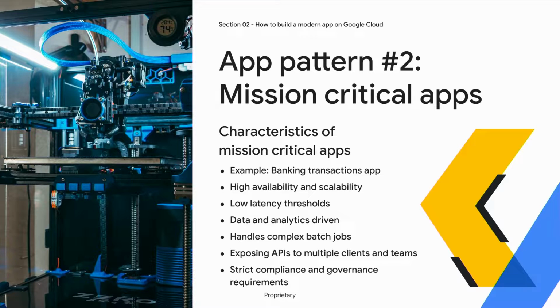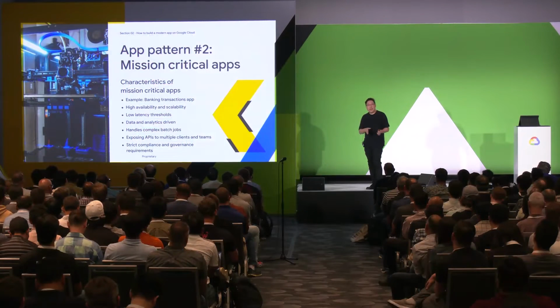They also have a lot more interconnected systems and more APIs that are exposed. A lot of the mission-critical apps also have higher requirements in terms of scalability, availability, and also things like low latency. So the amount of resources required to power these applications is a bit higher than the first application pattern. Another characteristic of mission-critical apps is that, because these are often used to power the businesses, they're oftentimes used for data analytics as well.